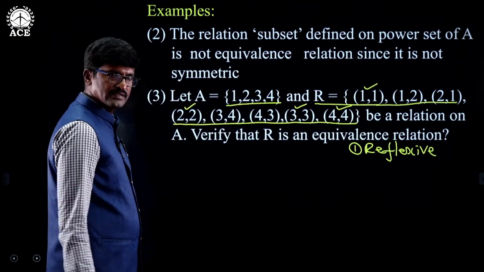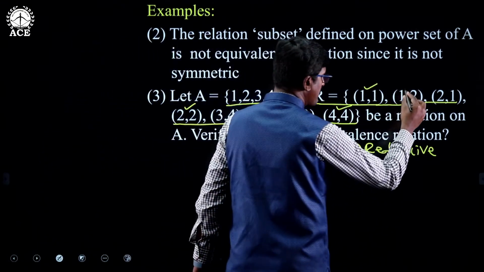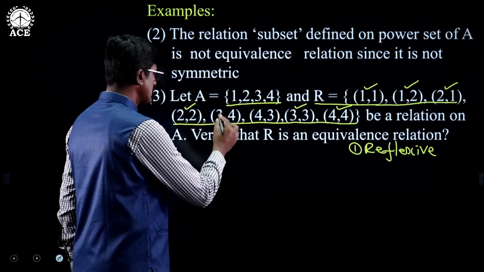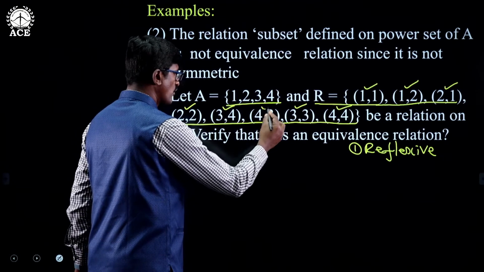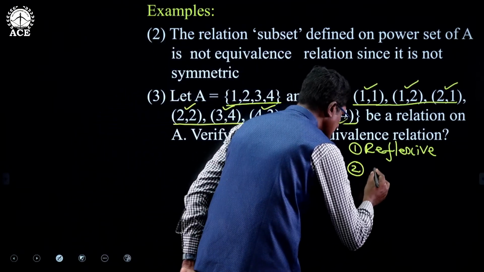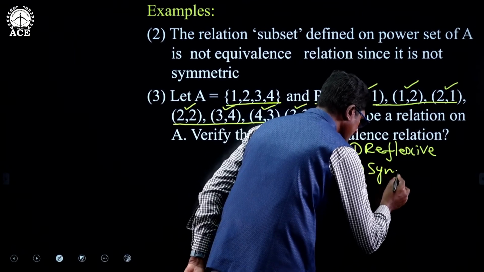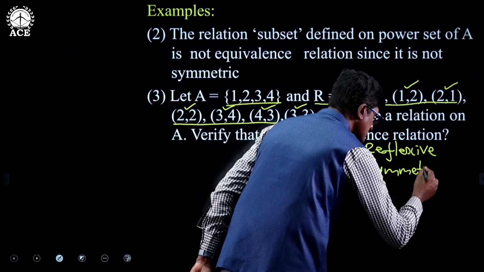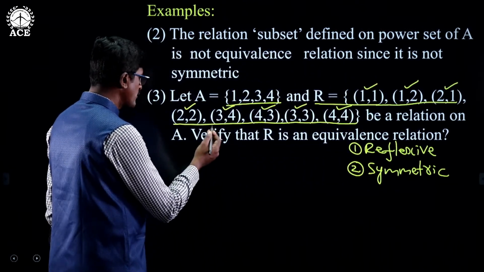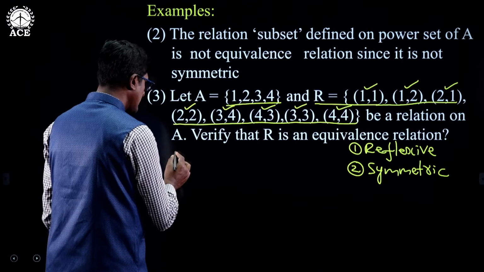Now we'll verify symmetric. (1,2) is there, (2,1) is there, (3,4) is there, (4,3) is there. Therefore, the relation R is symmetric. Next I am going to verify the transitive property.